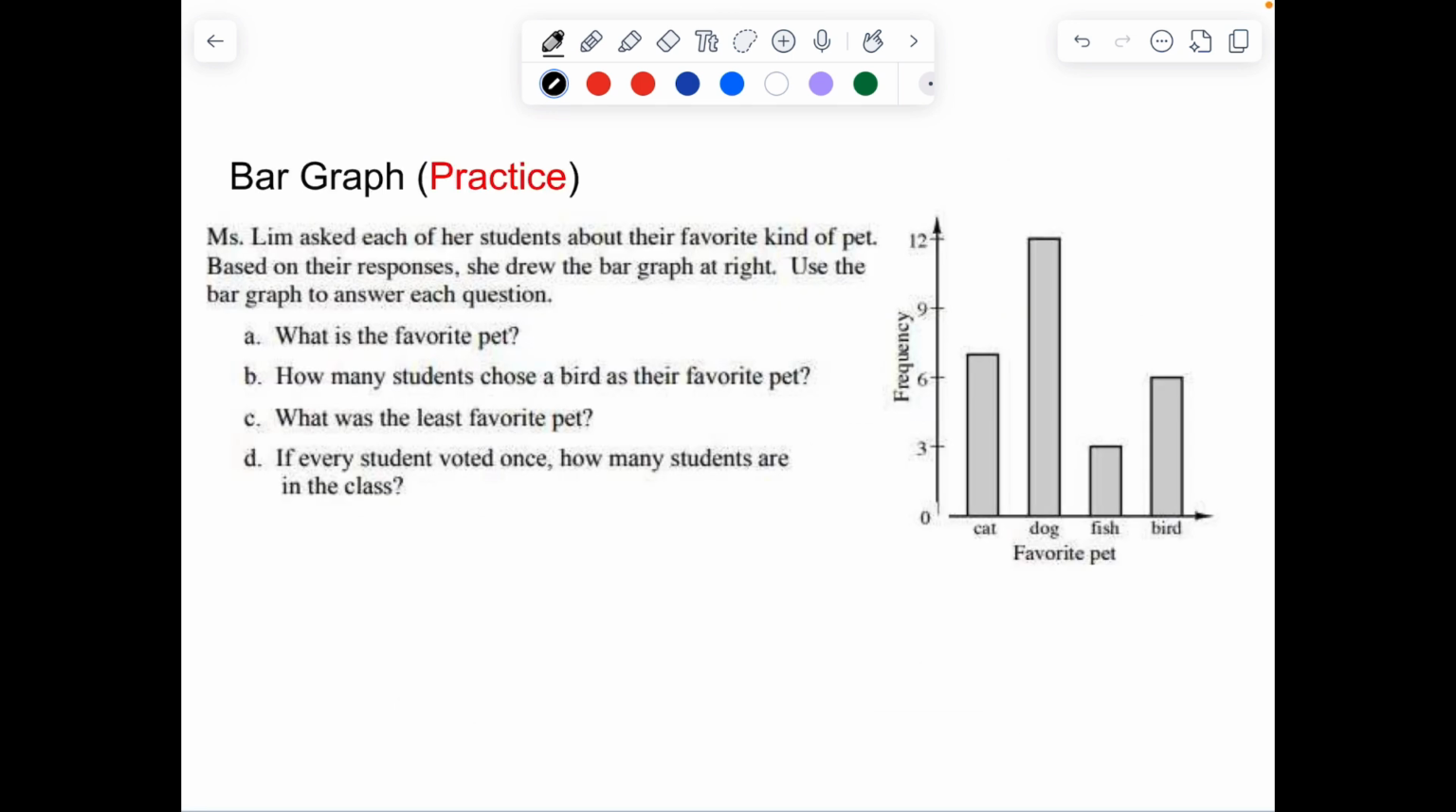Here are some practice problems related to a bar graph. In this situation, Miss Lim asked each of her students about their favorite kind of pet. Based on their responses, she drew the bar graph at right. Use the bar graph to answer each question. Feel free to pause this video and work through these problems. We will go through the answers in a moment.